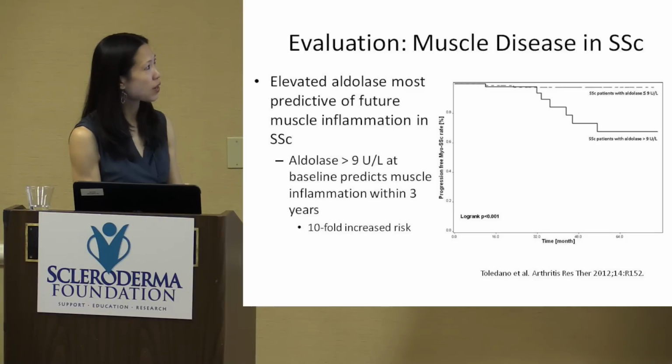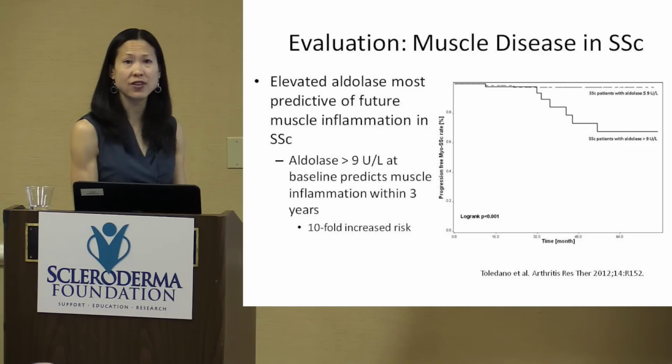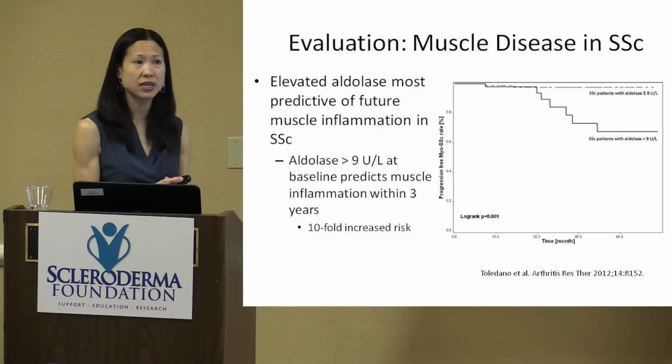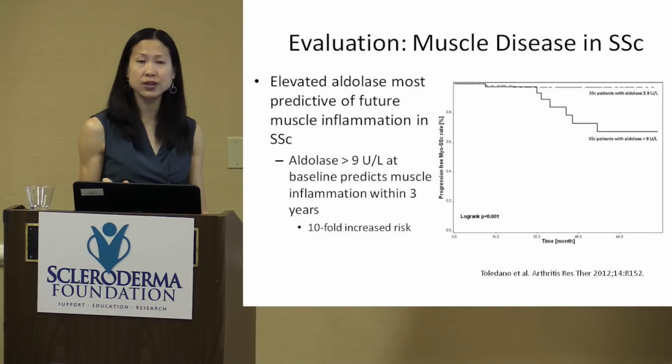So these are the patients who had normal aldolase, and these are the patients who had aldolase greater than 9, and the likelihood of developing muscle inflammation within 3 years was much increased. So I think it's a very important test.